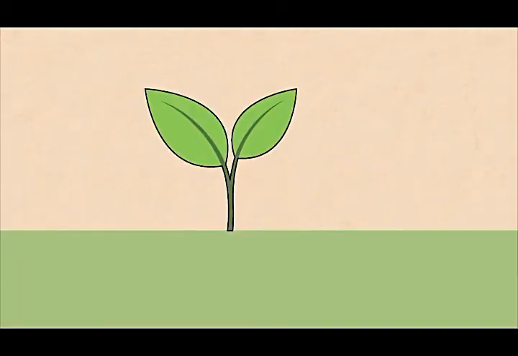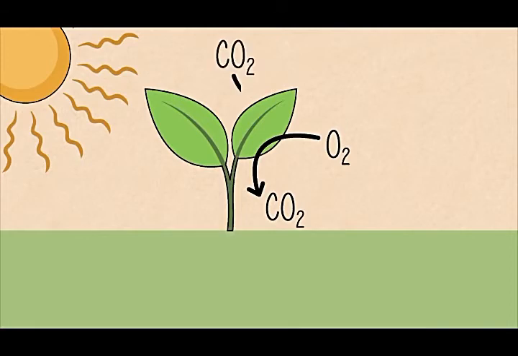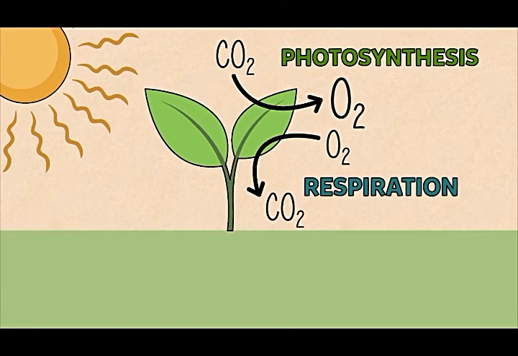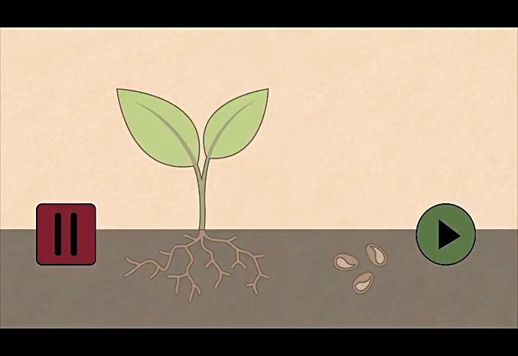Plants also respire, but you only notice it in the dark because in the sunlight, they release more oxygen from photosynthesis than they use in respiration. But think of the roots and seeds, which are hidden from the sun. Pause the video and think how the roots and seeds get energy.